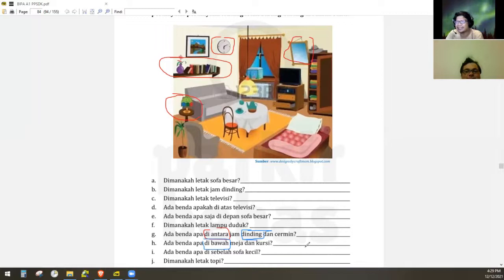L-P-E-P-K-E-R-A-P-E-T. Carpet. Yes, carpet. So, di bawah meja dan kursi ada karpet. Okay. The color is the same, right?